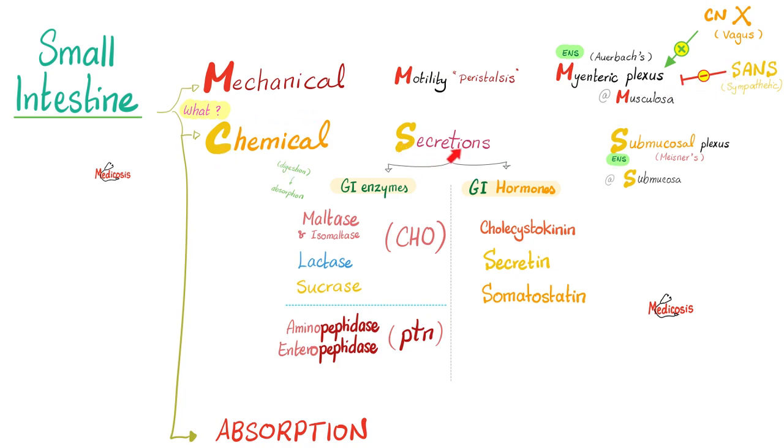Next, chemical. What do you mean? Secretions by the submucosa and mucosa and submucosal plexus. True. Also stimulated by parasympathetic and inhibited by sympathetic. That's true. Secretions of what? GI enzymes and GI hormones.